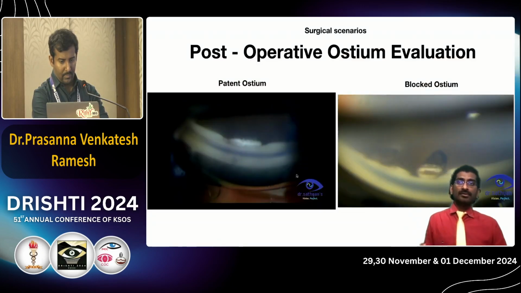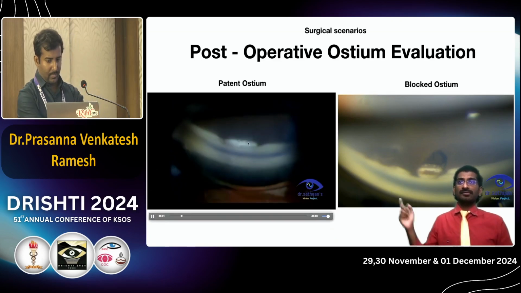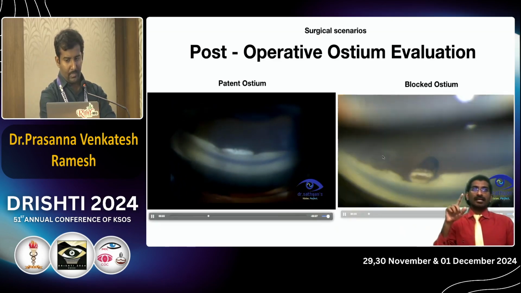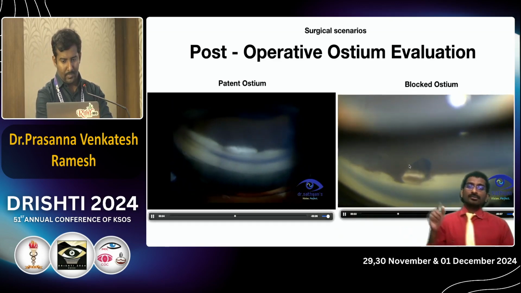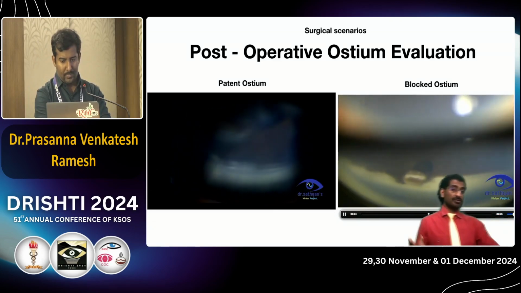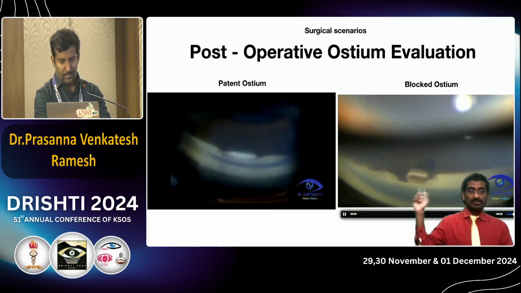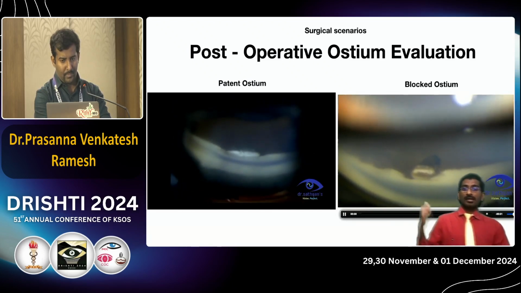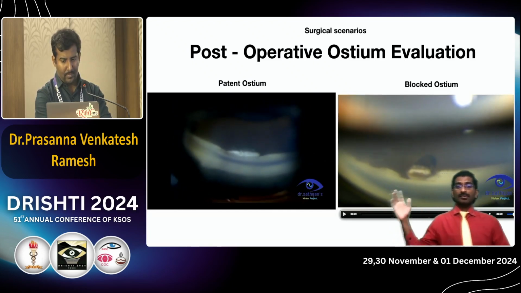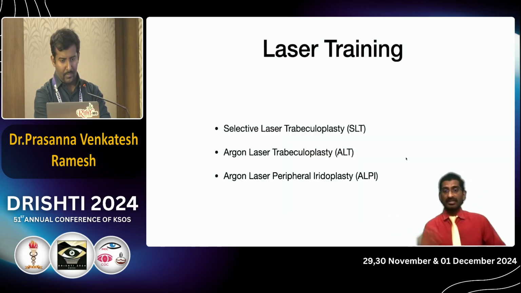Again, some scenarios like post-operative ostium evaluation, a patent ostium, and then on the right hand side a blocked ostium. So the bleb may not be the only cause of rise in IOP post-trab, a bleb failure, but even the ostium can go in for an occlusion, and we always need to make sure that we do this, and these are some of my videos of that.